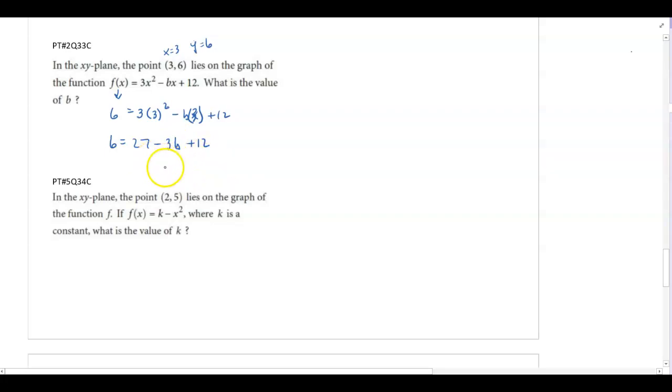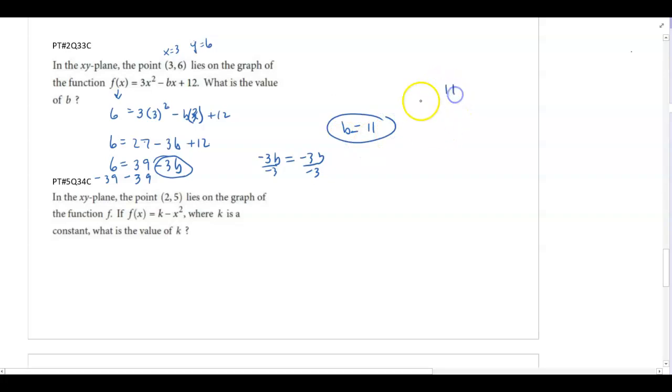Well, now I'm going to solve for b. So 6 equals 27 plus 12 is 39 minus 3b. I'm going to subtract 39. I get negative 3b. Remember, that's negative 3b equals negative 33. When I divide by negative 3, b is equal to 11. So it's a gridded response, so I would bubble in 11. Okay, now the next one.